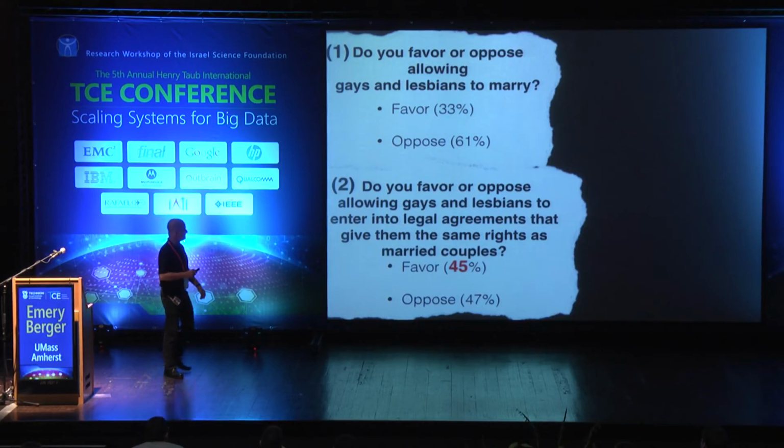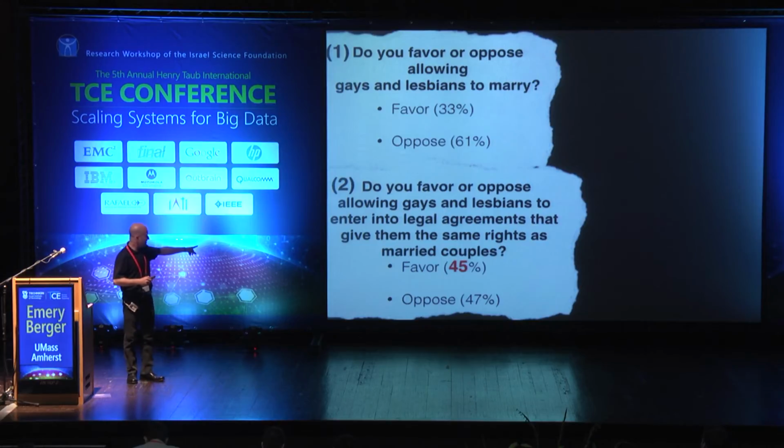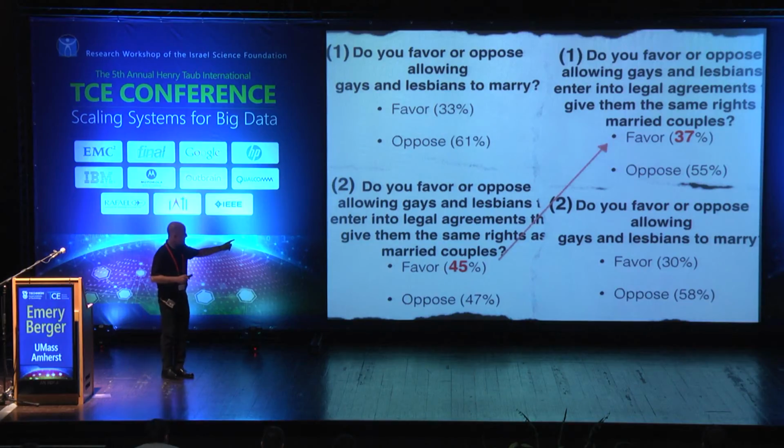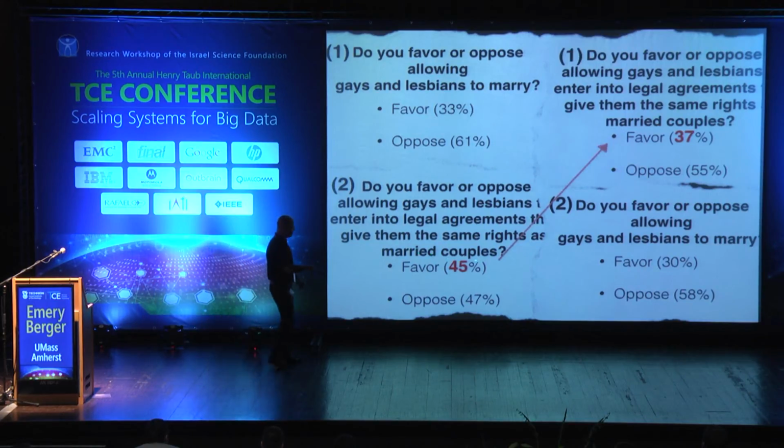This poll wasn't taken in Massachusetts. And then they asked the second question, which is about civil unions. And here you can see that there was a reasonable amount of support for civil unions, 45%. They also asked this survey in the exact opposite order. So you can see that all of a sudden, by asking the civil union question first, the number of people in favor dropped from 45% to 37%.